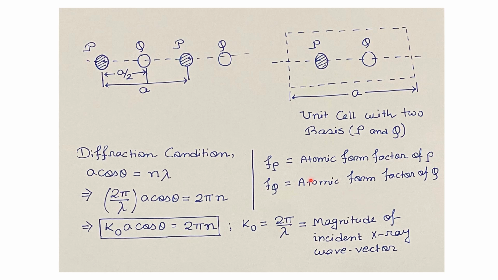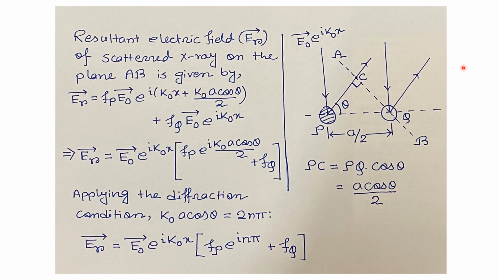So Fp is the atomic form factor of the atom P and Fq is the atomic form factor of the atom Q. Now consider this schematic diagram. The X-ray radiation will be incident on the atoms P and Q. The electric field of the incident radiation is given by E naught vector e to the power i k naught x, which is basically a plane wave equation.